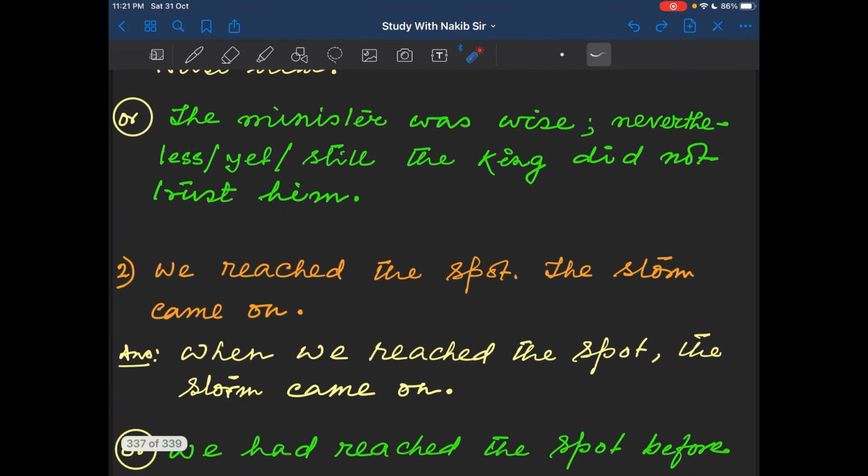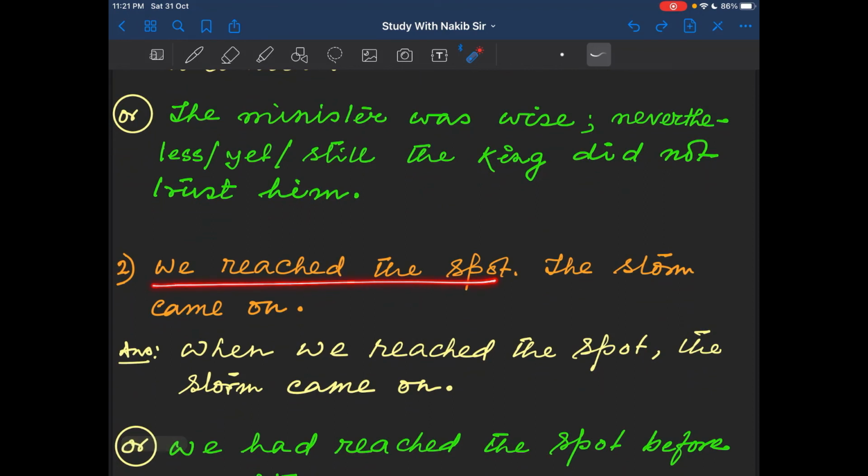Now see the second question. We reached the spot. The storm came on. See the relation. Here the relation is time action relation. One is time, the other one is the action. Here, if it is time, this is the action. And the technical thing is that you can use when, before or after to combine these two sentences.